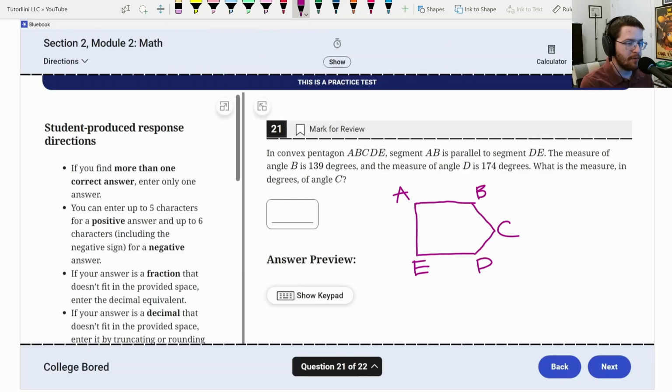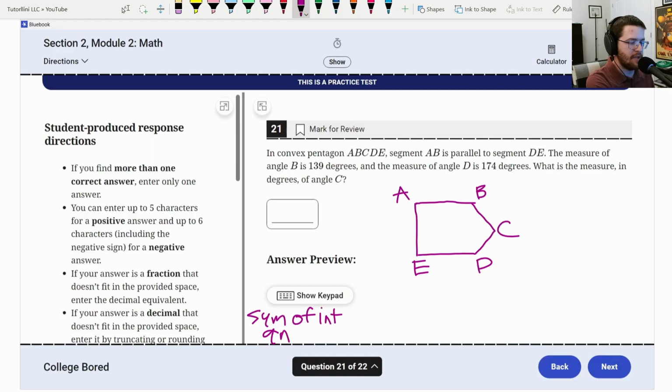Okay, guys, question 21. I did the drawing off screen so that I could try to make it as clear for you guys as possible what is happening in this problem. But before we do that, you need to know how many degrees are in a pentagon.